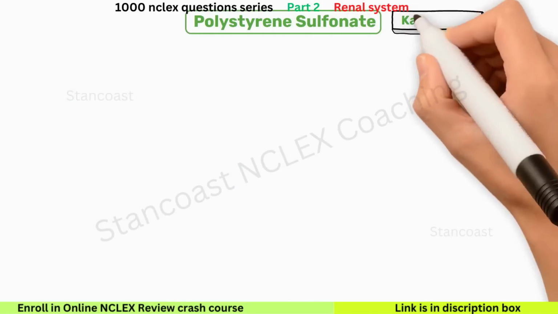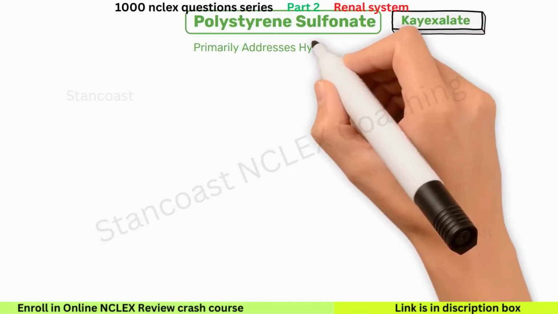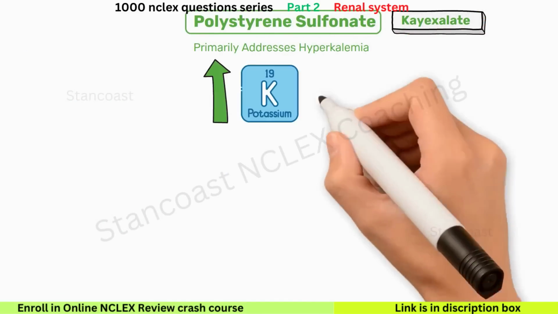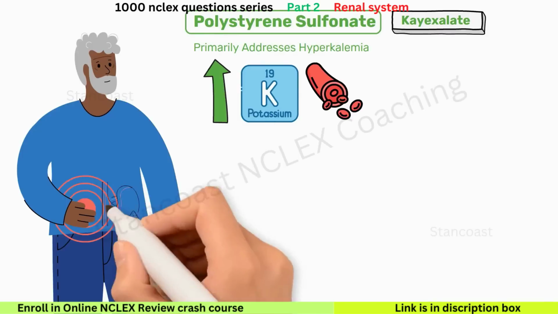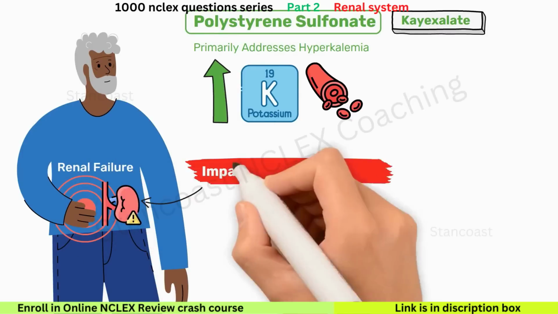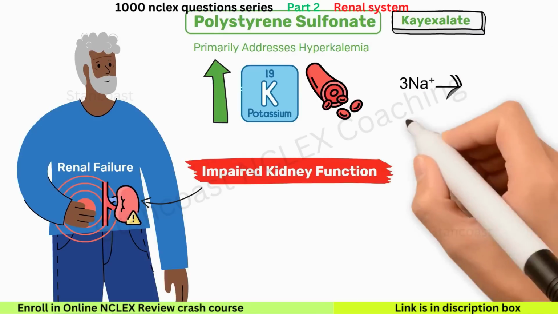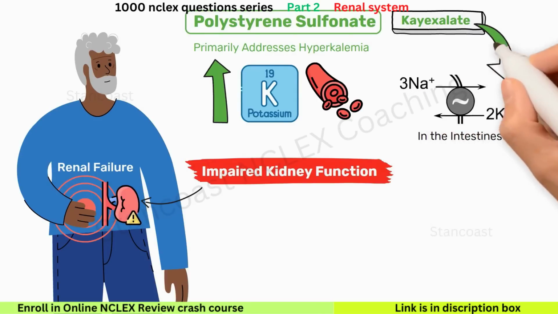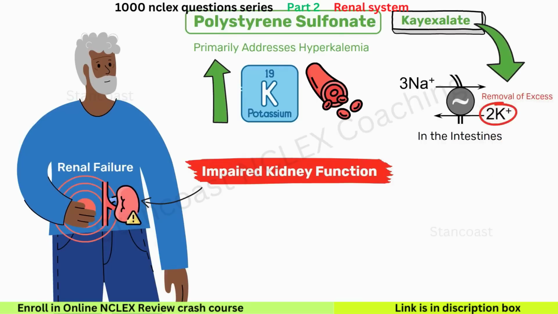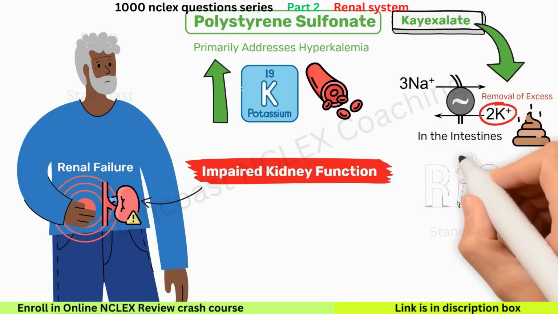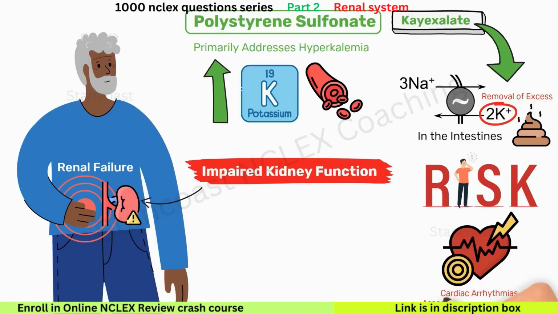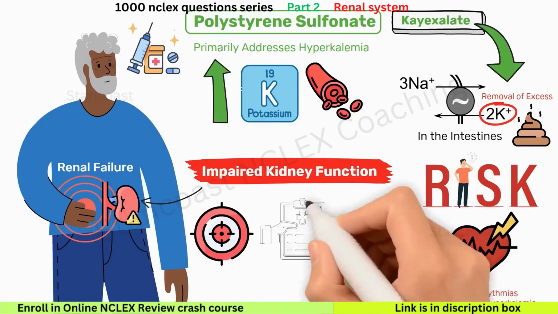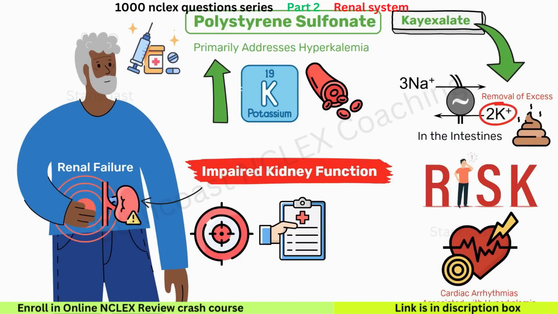Polystyrene sulfonate, Kayexalate, primarily addresses hyperkalemia, an elevated potassium level in the blood, commonly observed in patients with renal failure due to impaired kidney function. By exchanging sodium ions for potassium ions in the intestines, Kayexalate facilitates the removal of excess potassium from the body through fecal excretion, mitigating the risk of cardiac arrhythmias associated with hyperkalemia. This option aligns with the medication's therapeutic mechanism and its targeted role in managing complications specific to renal failure, ensuring optimal patient care.